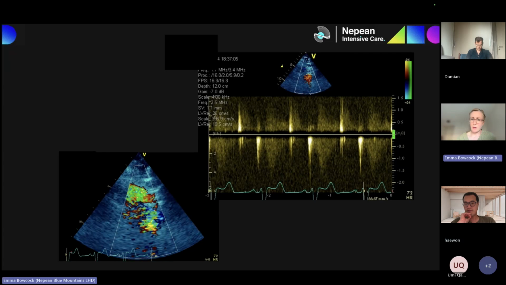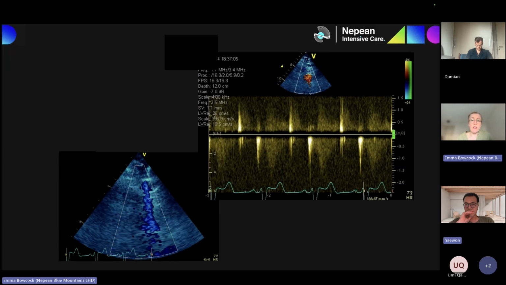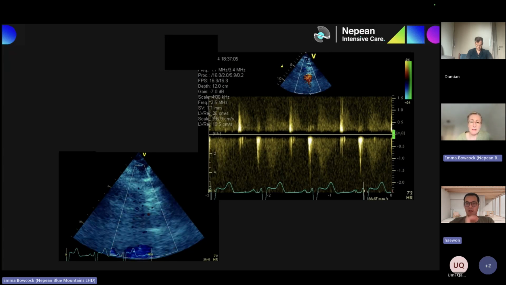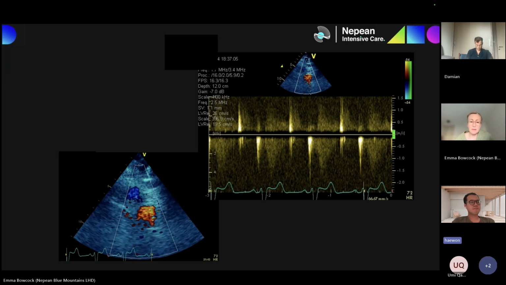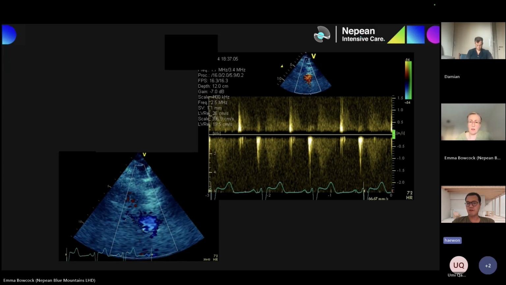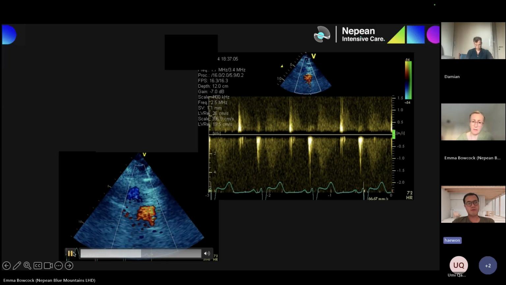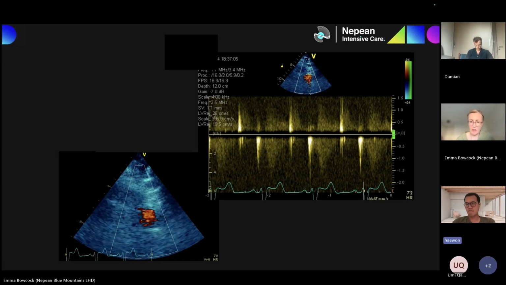All right, so putting it together, if you could summarize it in a sentence or two, how would this change your immediate management for this patient? So this patient developed what looks like an acute severe aortic regurgitation post coronary angioplasty, which could be iatrogenic secondary to the procedure.